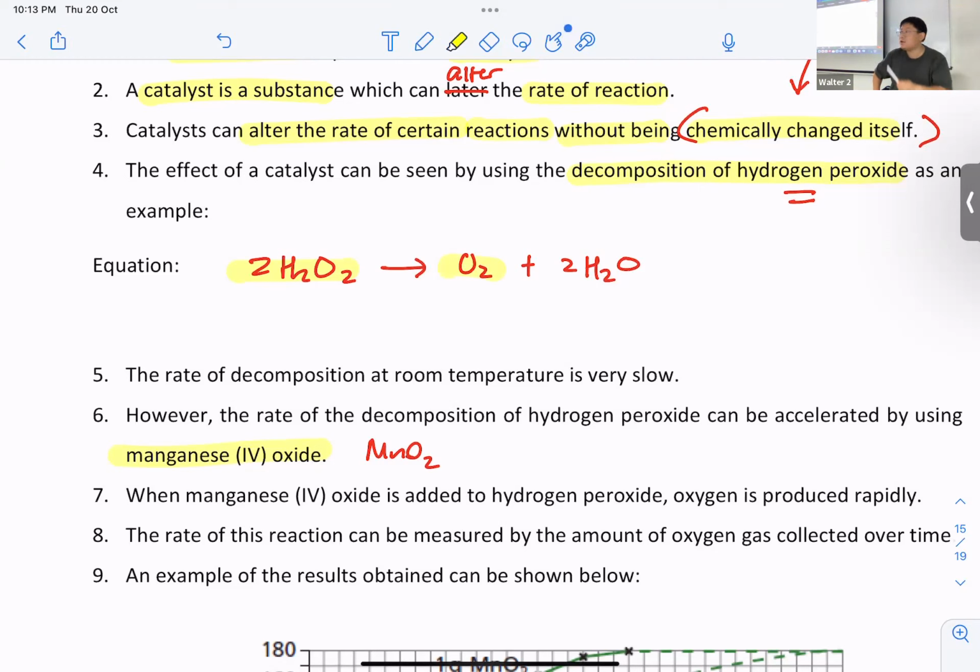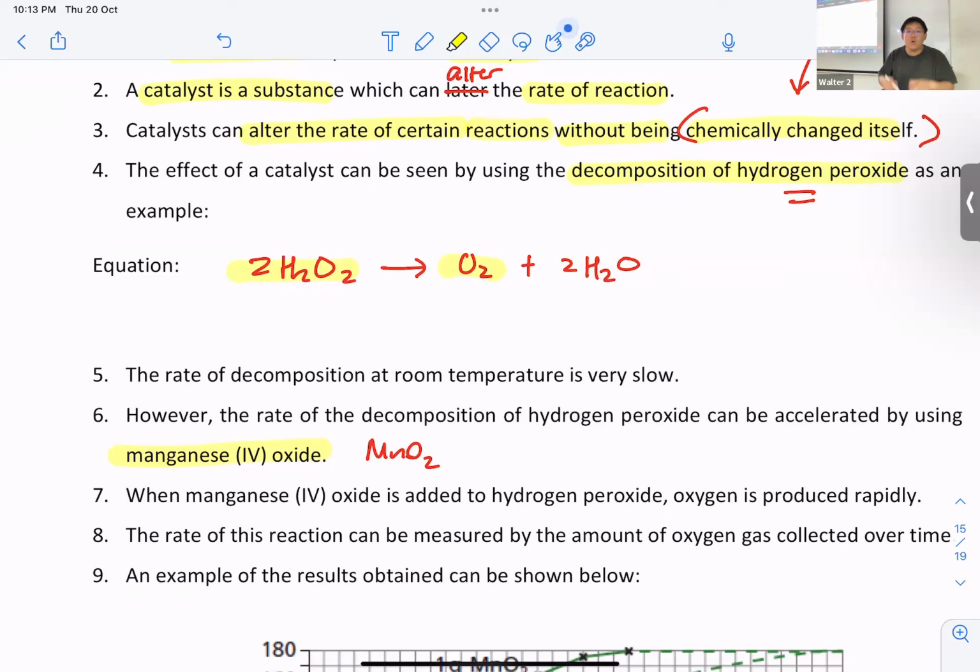Does the manganese oxide get used up? No. If you put in 5 grams, how much will you get back? 5 grams. Because the catalyst does not get used up, does not change chemically by itself. It can be reused over and over again. And the best part about this catalyst is that you only need a very small amount to have a very big change in the chemical reaction.